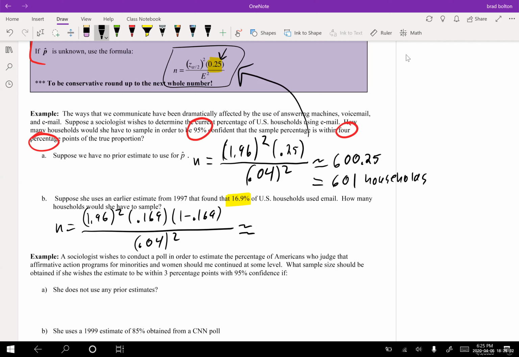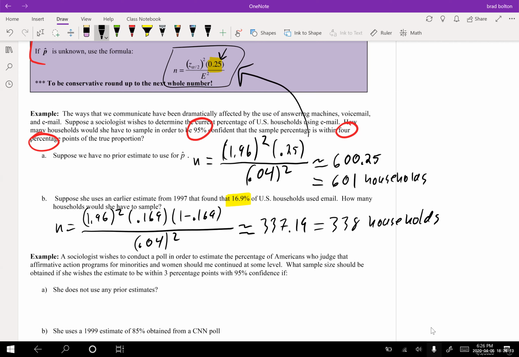So this time, when I plug this in my calculator, you get 1.96 squared times 0.169 times 1 minus 0.169, divided by 0.04 squared. This time I get 337.19 households. Okay, so again, we'll take 338. So this time we would need 338 households.